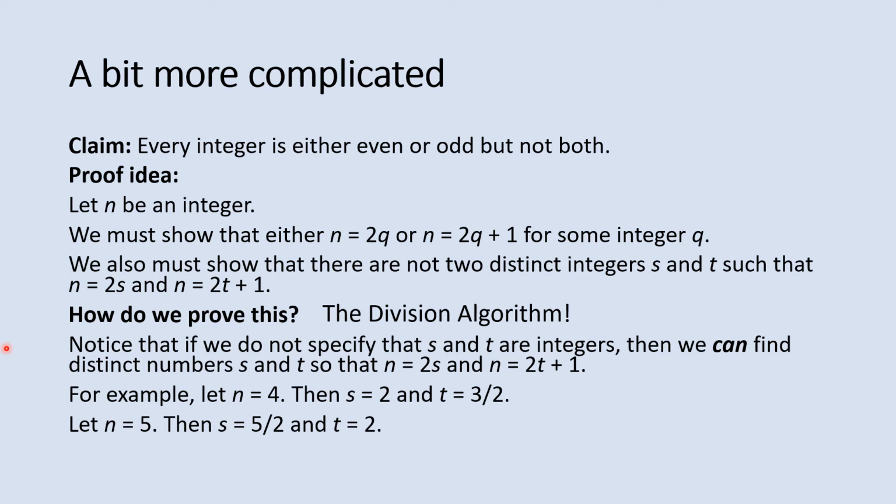And so you can see something there. If you have an integer that's even, then the s value in this case would be an integer as well, and the t would be a fraction. If the number is odd, then that's reversed. So it is important in the proof idea that we specify that we're looking at integers and not just any number.